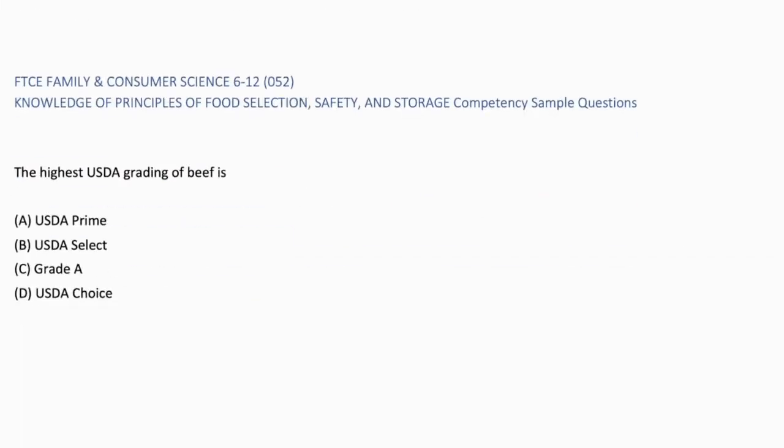The highest USDA grading of beef is A, USDA Prime, B, USDA Select, C, Grade A, or D, USDA Choice. B, USDA Select is a lower grade than Prime, with less marbling and tenderness. C, Grade A applies to poultry and eggs, not beef. D, USDA Choice is high quality but still below Prime in flavor and juiciness. The correct answer is A. USDA Prime is considered the highest quality grade of beef. Grade A is the top rating for poultry and is not used for beef.